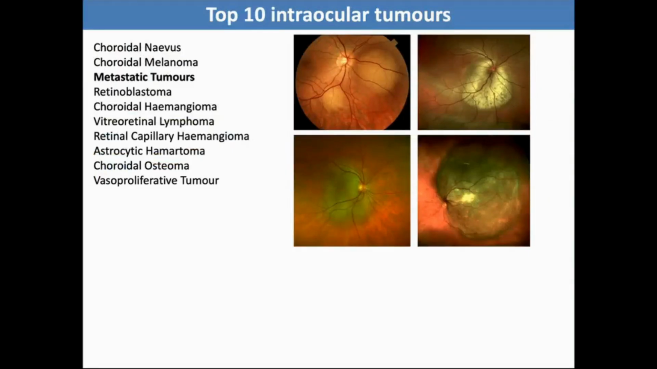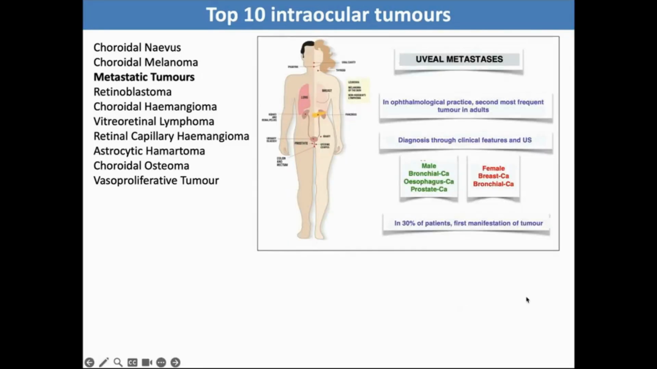So moving on to other intraocular tumors, a very common tumor is a secondary tumor to the choroid or a metastatic tumor. And these are unfortunately associated with poor prognoses, and typically in male patients arise from the lung or the esophagus or the prostate, whereas in females it's more often from breast carcinomas and increasingly from lung cancers.